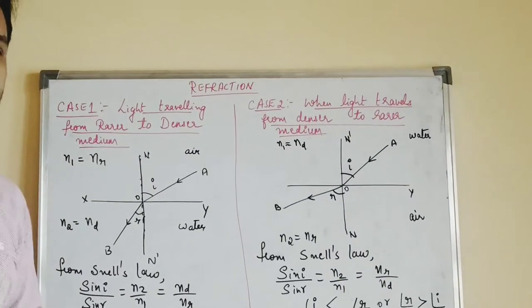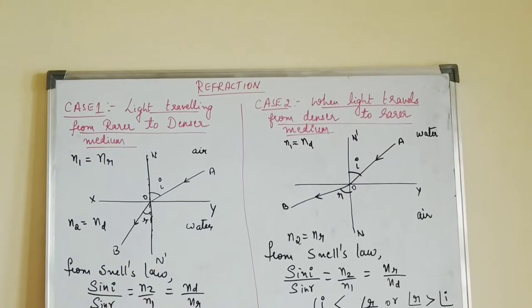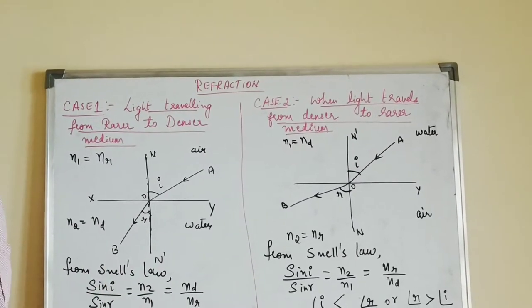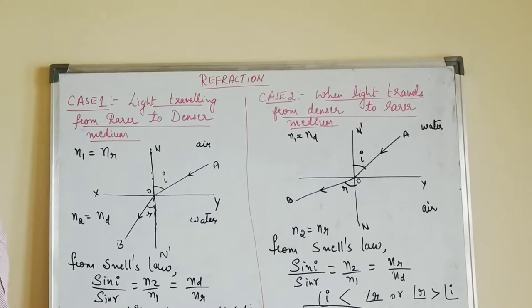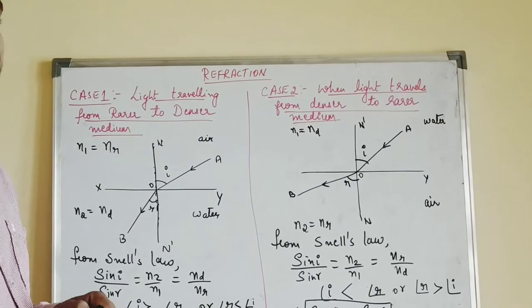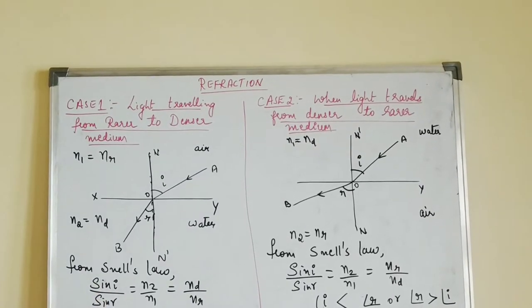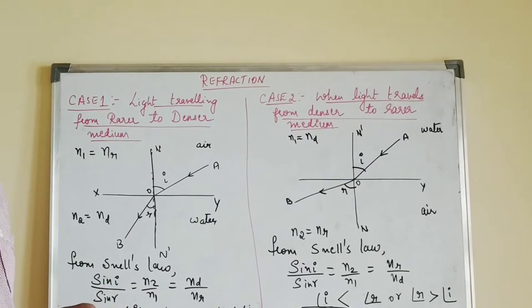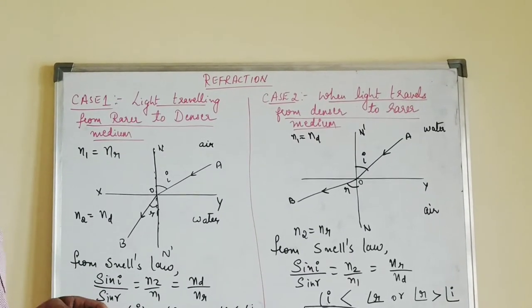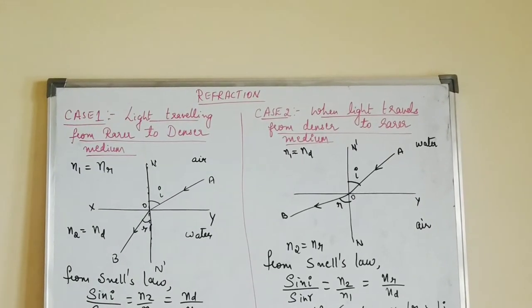Okay, students, till now we have learned Snell's law, that is the third law of refraction. The last topic that we finished was Snell's law. What is Snell's law? It is defined as the ratio of the sine of the angle of incidence to the sine of the angle of refraction, which is equal to the ratio of the refractive index of the second medium to the refractive index of the first medium. That is, sin i by sin r is equal to n2 by n1.